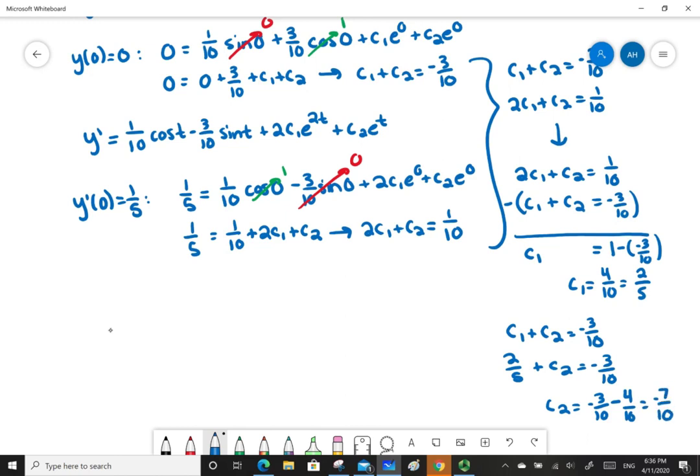So our final answer is y equals 1/10 sine of t plus 3/10 cosine of t plus 2/5 e to the 2t minus 7/10 e to the t.